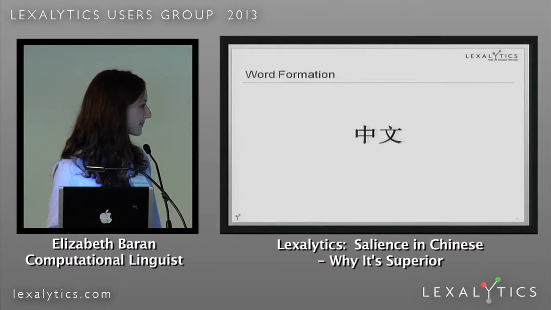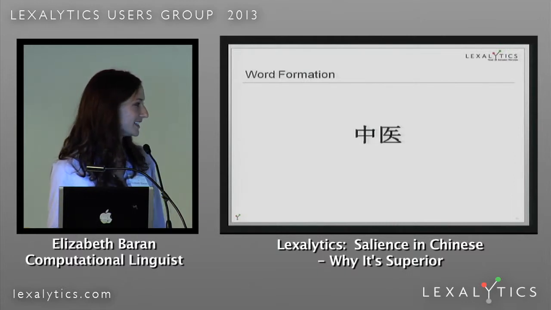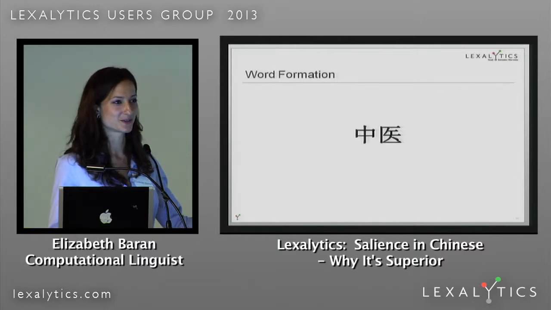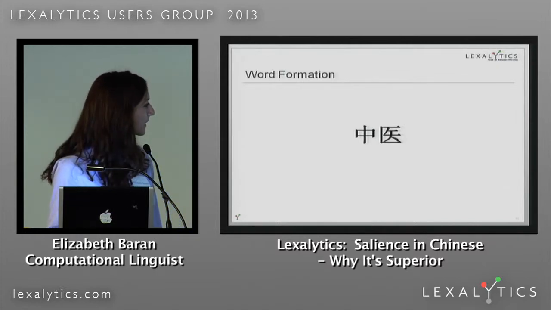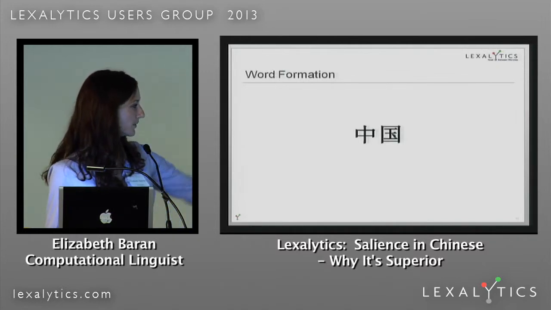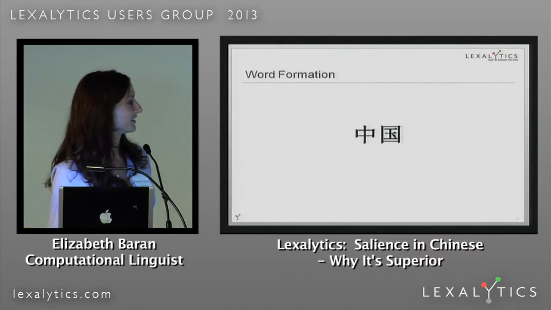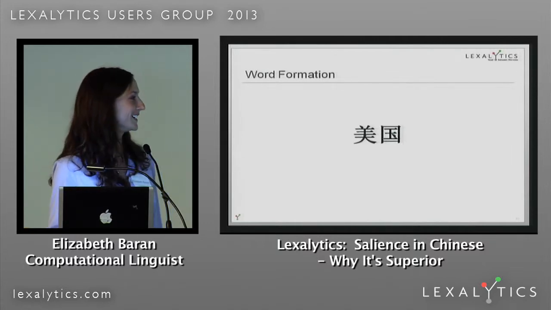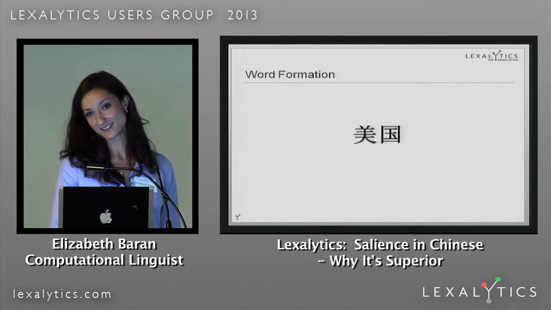Can sub this out. 医, 中医. 医 means like medical. So when we talk about 中医, it's Eastern medicine, so Chinese medicine. So we're back to 中国, China. Now we can sub out the other side. So 美. 美 is literally beautiful. 美国, what country do you think that is?